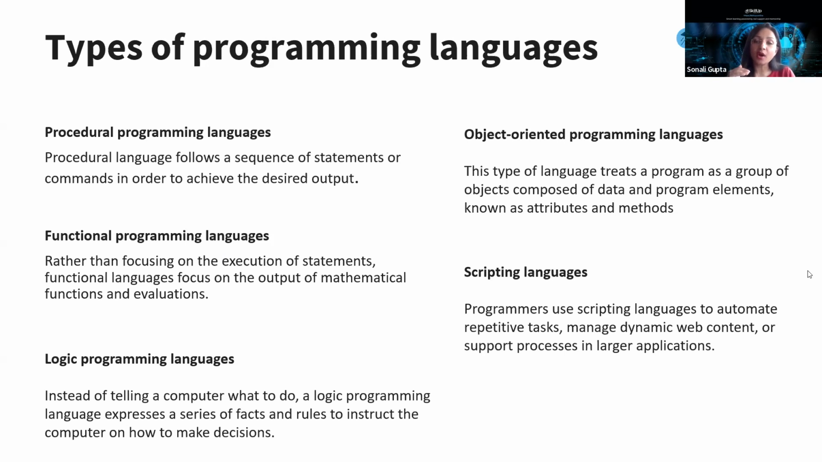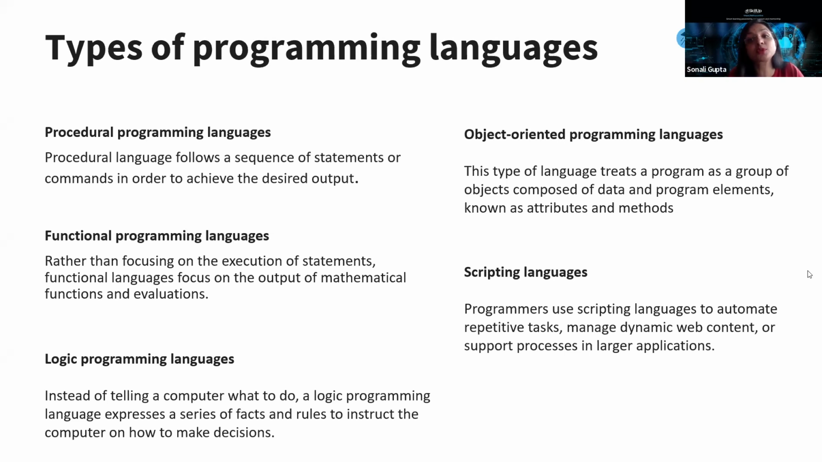Okay, fine. Now there is one concept of different types of programming languages. Basically there are 5 types of programming languages. The first one is procedural. So what do you understand by a procedural language? It is basically a sequence of statements or commands to achieve the desired output. That's a procedural programming language.